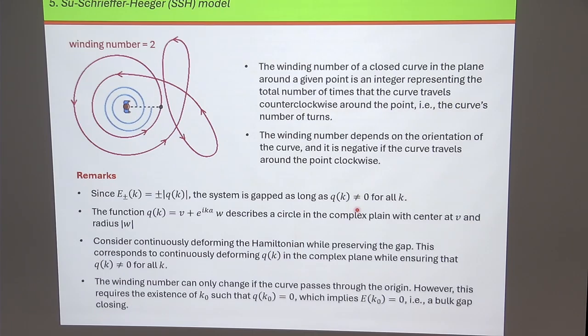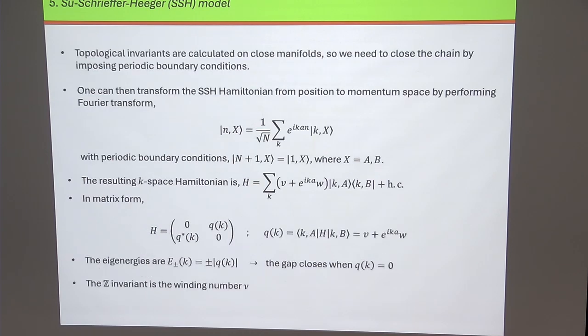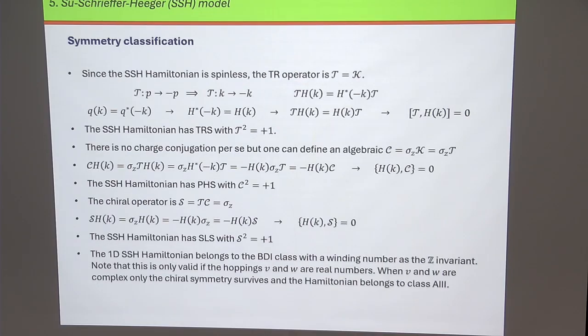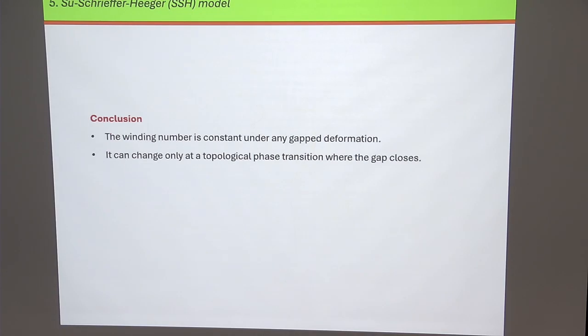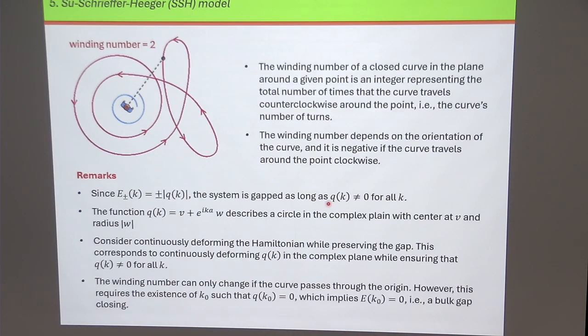Okay, so again, since the energy is just given by the absolute value of Q, it's going to be gapped as long as Q is different from 0 for all K. So Q is this function here, that's what we calculated from this matrix element for the Hamiltonian. This is Q. And this is the thing that is going to be looping here.